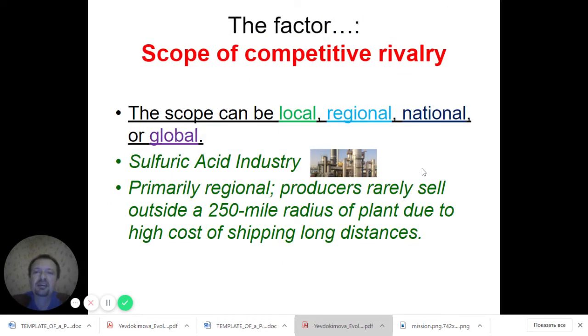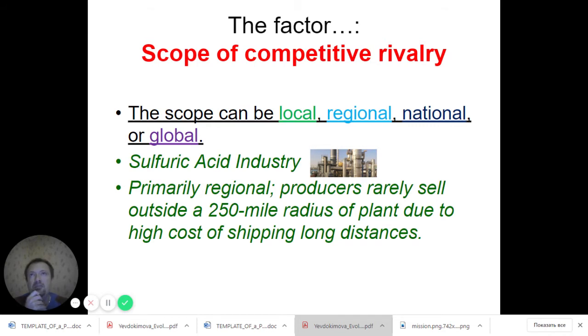The next feature of an industry is scope of competitive rivalry. If we translate it into Ukrainian, це буде масштаб конкуренції. The scope can be local, regional, national, and global. Local means that you are competing only with enterprises which are situated in a small region, even in a district.